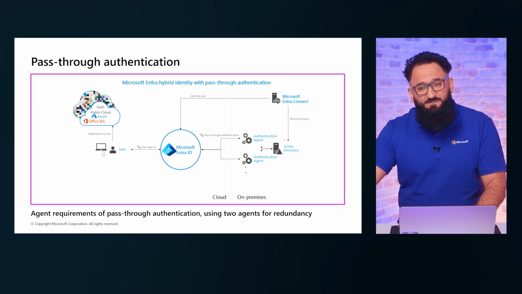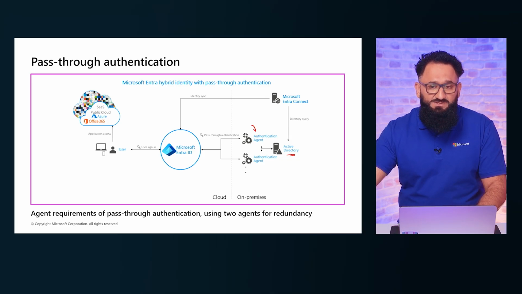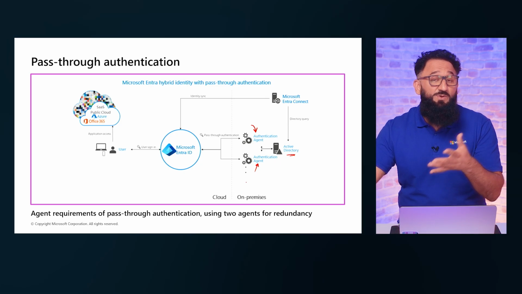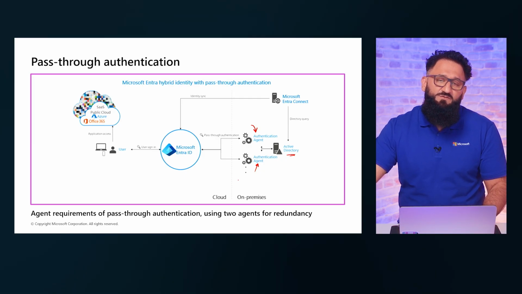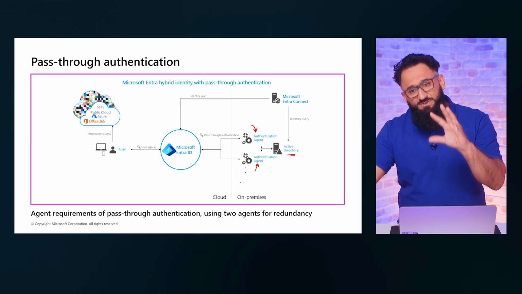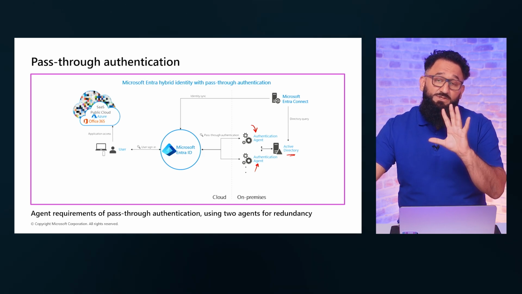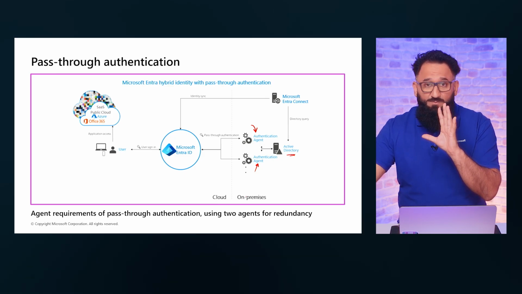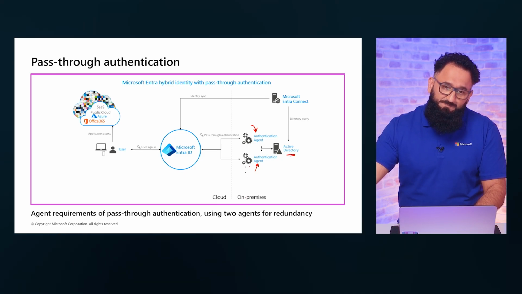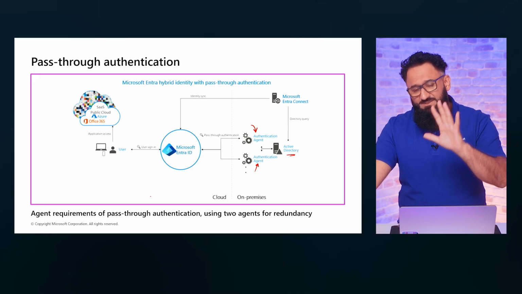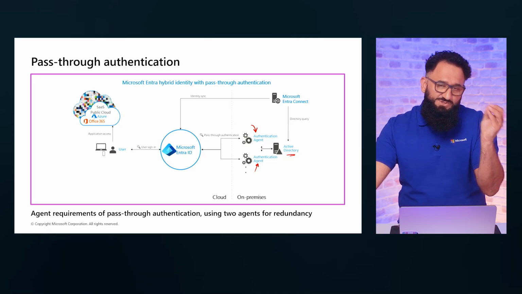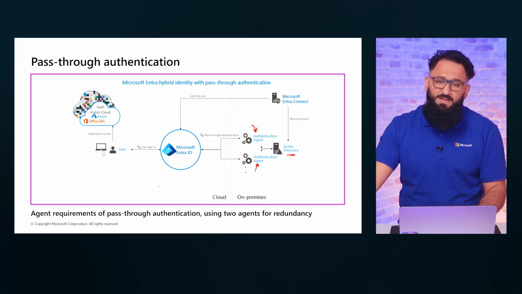For my on-prem setup, for my Active Directory, I need at least 2 different authentication agents to be implemented. Now, it will work with one. However, just for redundancy purposes, we require at least a minimum of 2 to be configured in your environment. These agents are responsible for taking any requests that are coming from Entra to authenticate a user. So you must have these configured in your environment. So it requires a little bit more in terms of configuring on-prem rather than just installing and configuring Entra Connect.